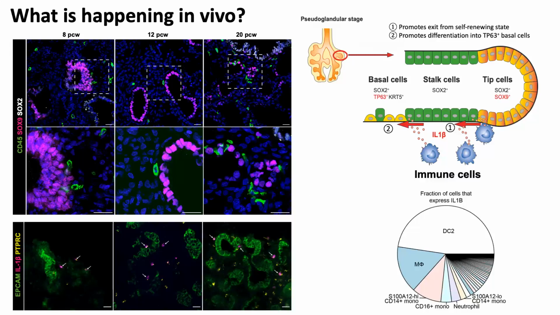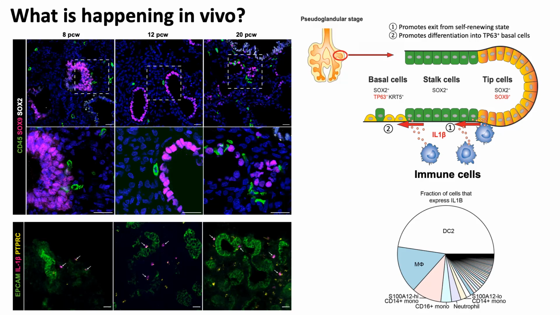In vivo, using immunohistochemistry, we were able to show immune cells located throughout the lung, including adjacent to SOX9 positive epithelial tip progenitors. SM-FISH shows immune cells near the epithelium expressing IL-1 beta. Based on our organoid experiments and this staining data, we proposed a model in vivo whereby immune cells secrete IL-1 beta, which promotes epithelial tip progenitor cell exit from a self-renewing state by downregulating SOX9 and increasing SOX2, and increases the expression of TP63 and keratin 5, which promotes differentiation to basal cells.